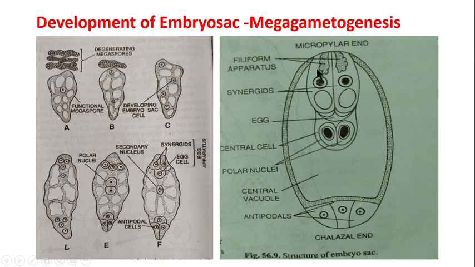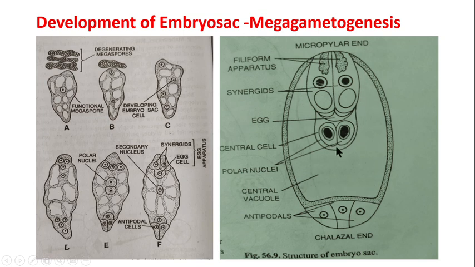This is the micropylar end, showing you the two synergids and egg cell. Now these synergids provide nutrition to the egg, and the filiform apparatus is present over here at the base of the two synergid cells. All these three are haploid. This is a cell, this is a cell, and this is a cell. In the center, this is the largest cell.